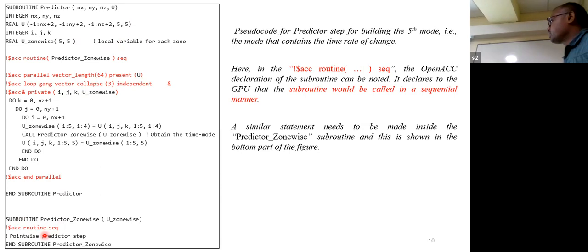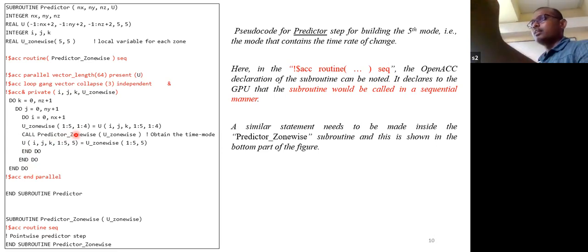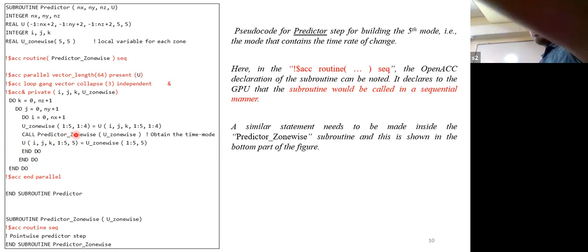So here I want to mention some of the bottlenecks that we faced. The call to the predictor zone wise, whatever we write inside the zone wise subroutine, will be done in a sequential fashion. Overall, for every cell, let's say you have 10 cells, each cell will be done on each of the cores in a parallel way. But what we do within a cell is in a sequential fashion.